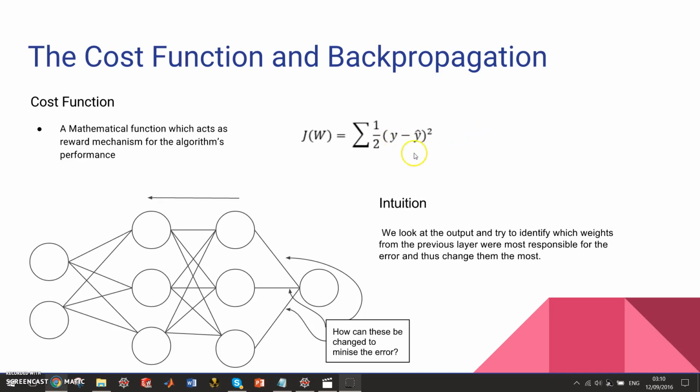On the other hand, if the difference between them is very high, then it's going to be reflected by a very large value in the cost function. So our overall goal is to minimize the cost function, because this means that we've achieved a combination of weights that has successfully mapped our inputs to our outputs.